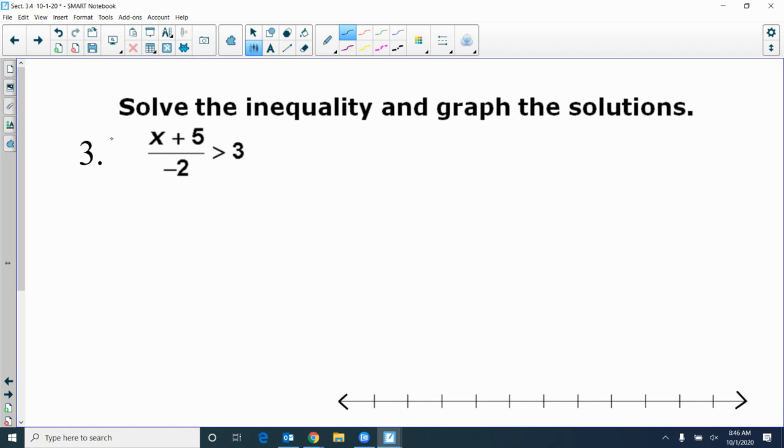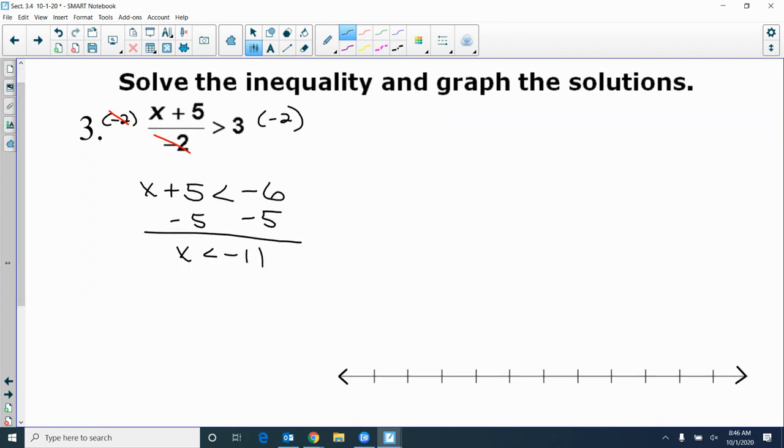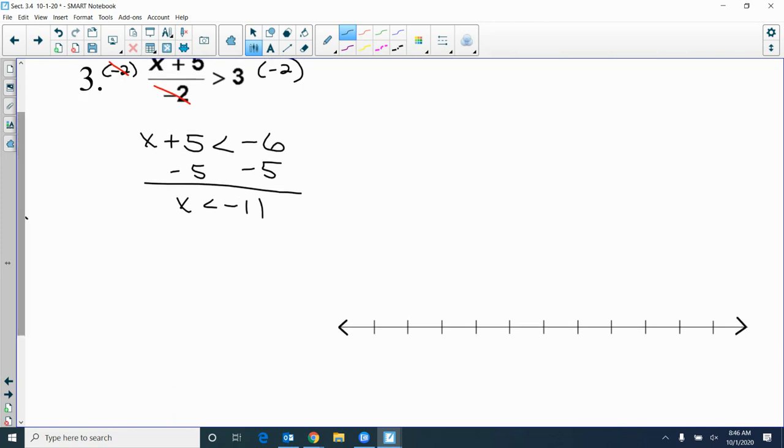When you see that fraction, your first instinct needs to be to get rid of it, which is pretty easy. You just multiply by the denominator. That cancels the denominator, and you're left with x plus 5. Multiplied by -2, what happens to that inequality? It flips, goes the other direction. 3 times -2 is -6. That's only when you multiply or divide. Sam, what should I do next? Subtract 5. What's that give me for an answer? x is less than -11. Good. I'm going to graph that: 1, 2, 3, 4, 5, -11. Then if I go up, -10, -9, -12, -13, and then less than, open circle.